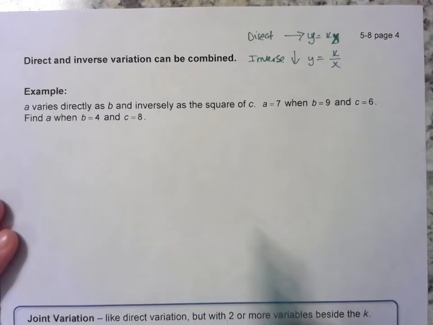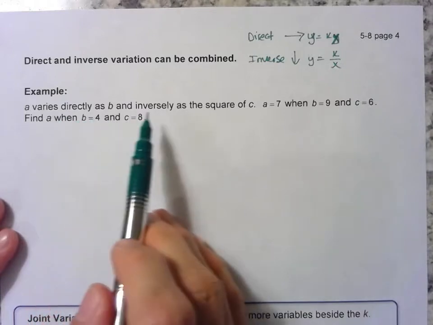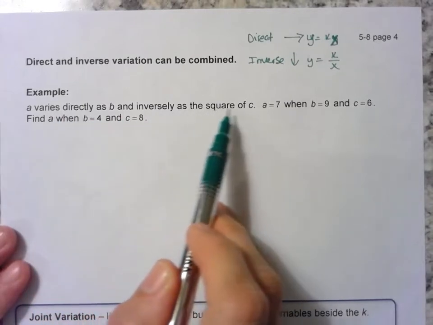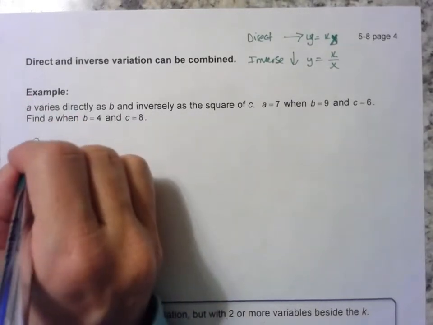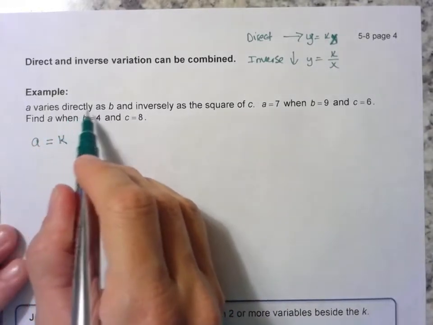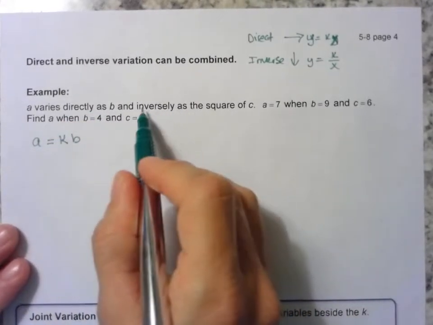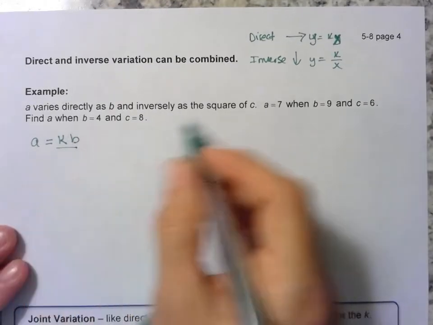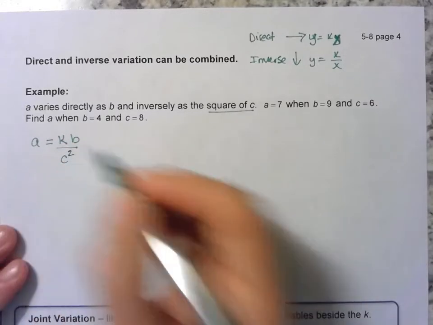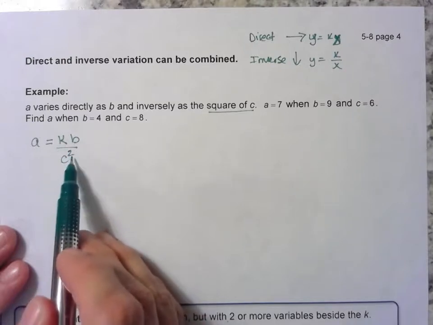So look at this example. A varies directly as b and inversely as the square of c. This tells you how to set up your equation. A varies directly. So we know we're going straight across. Directly as what? As b. And inversely means we go down. So inversely as the square of c. Square of c just means c squared. A varies directly as b and inversely as the square of c.